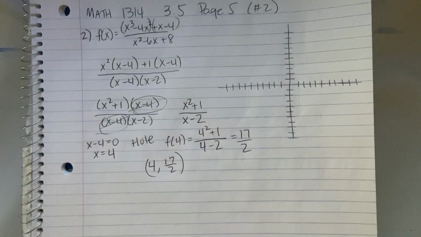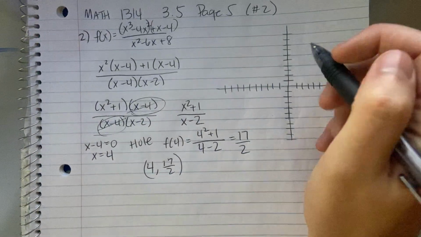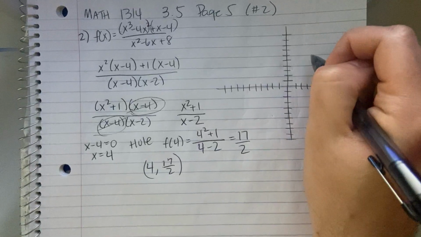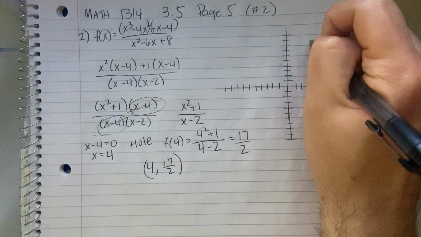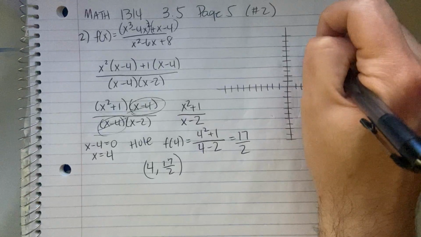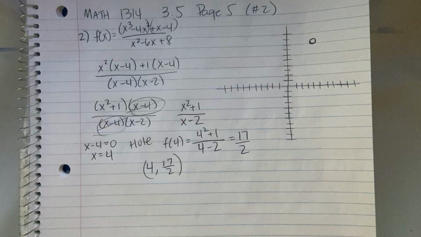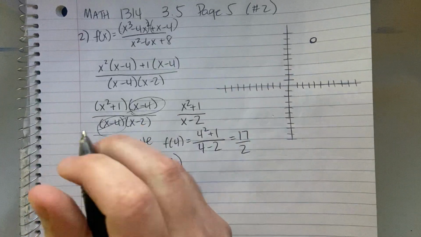So I want to see what it looks like when we do this. 17 halves is 8.5. So we count 1, 2, 3, 4, and up 1, 2, 3, 4, 6, 7, 8, 8.5. So we put an open circle here. That's what a hole will look like. Now let's find the rest of the features.